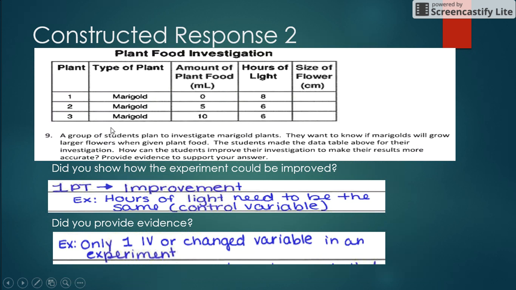In constructed response 2, we're trying to figure out what is wrong with this experiment. How can this experiment be improved? I know that I have the same type of plant, and I'm trying to see if changing the amount of food affects the size of the flower. But something needs to be changed here. I need to change my hours of light from 8 to 6. My hours of light have to be the same because it is a control variable. My amount of food is my independent variable, and my flower size is my dependent variable.